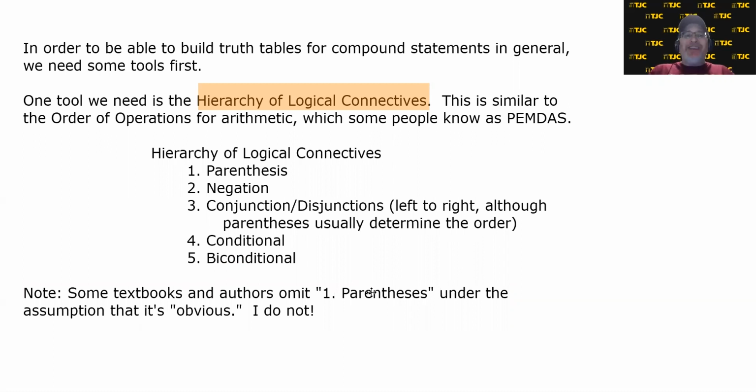Just a warning though, some textbooks and authors omit the first one, parentheses, under the assumption that it's obvious. I do not. In fact, if you look in the textbook that I'm currently teaching from, the author does not put parentheses first. I feel like it should go there, even though it's somewhat obvious. The best way to communicate math is to make it impossible to misunderstand. And by not putting parentheses first, you've opened the door for misunderstanding. All right, so this is one of the tools that we need, the hierarchy of logical connectives.